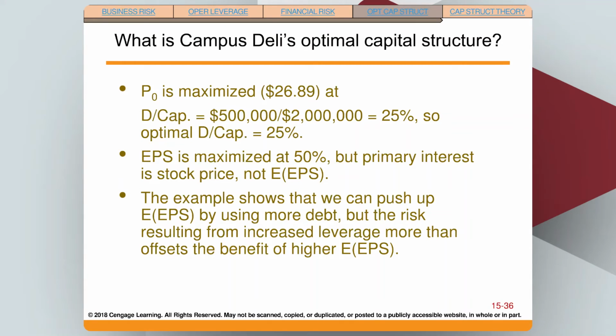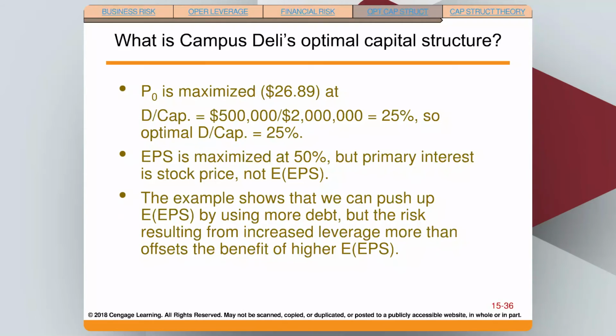So, what do we mean by optimal capital structure? There are some other terms here. The optimal capital structure is where P0 is maximized at 26.89. Debt to capitalization is 500,000 divided by 2 million, which gives you 25%. So the optimal capital structure is 25%. EPS is maximized at 50%, but the primary interest is the stock price, not the EPS.